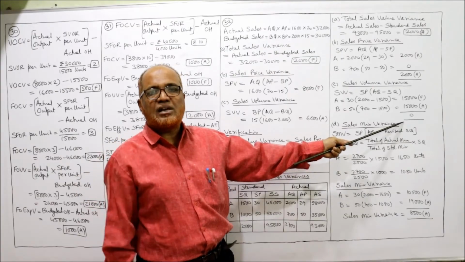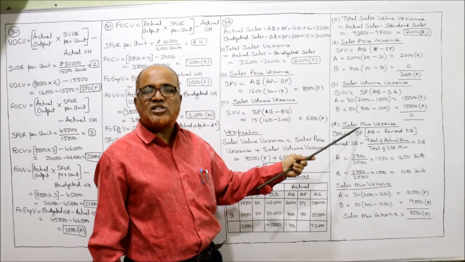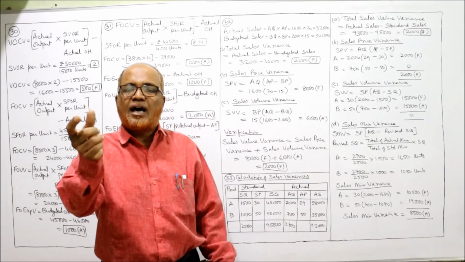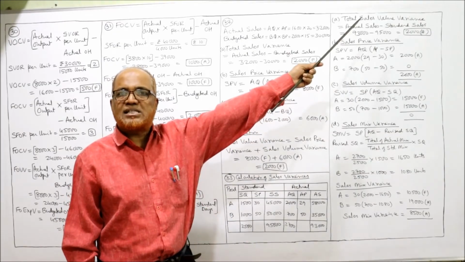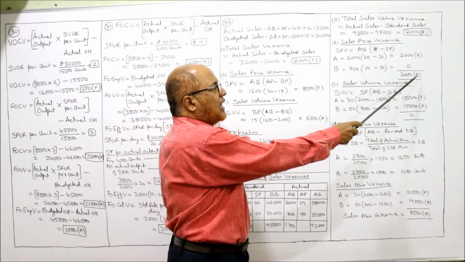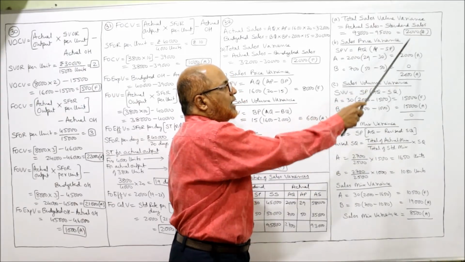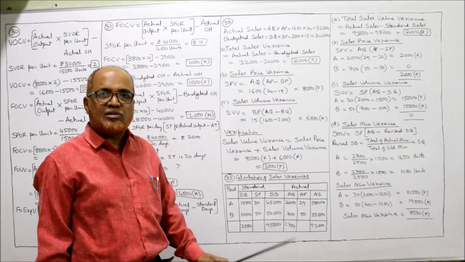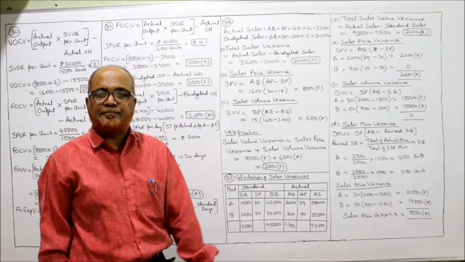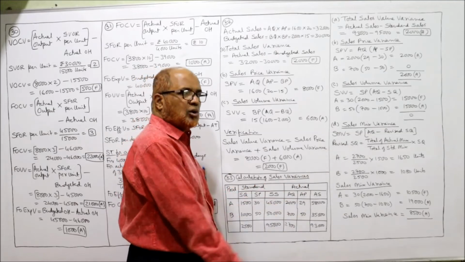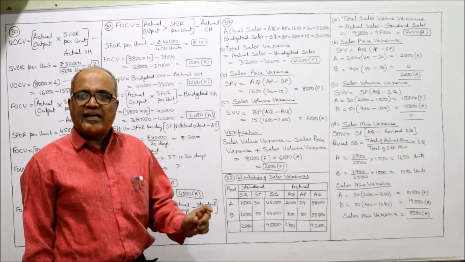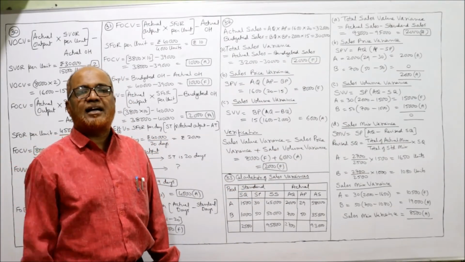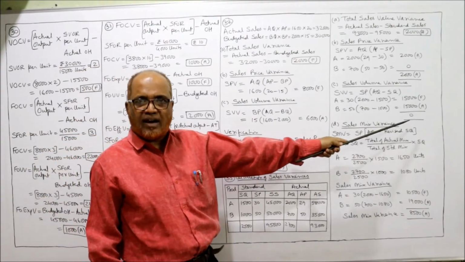Now you can verify yourself. Price variance plus volume variance is equal to total sales variance. If you add up the sales price variance and sales volume variance, you should get sales value variance. So here 2000 adverse plus 0 is 2000 adverse. Verified. Now we can also calculate sales mix variance because we have two types of products. Sales mix variance is equal to standard selling price into actual quantity minus revised standard quantity.